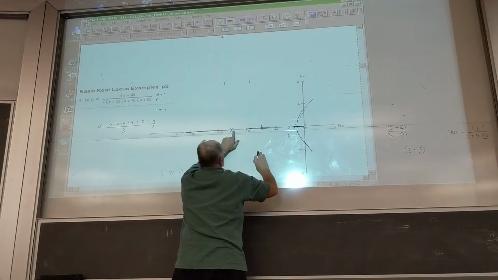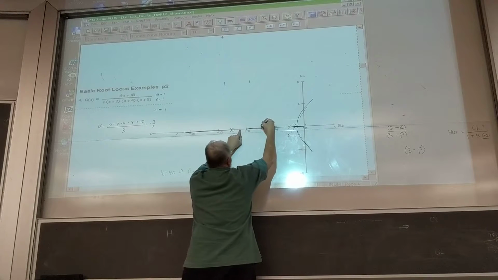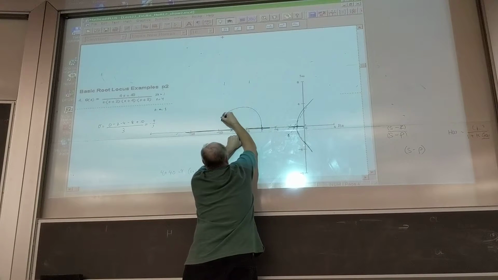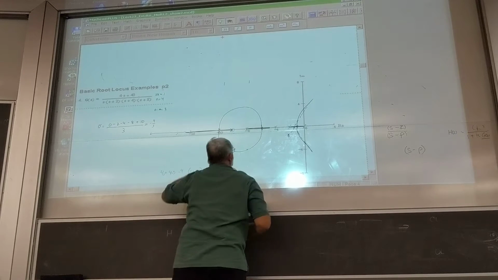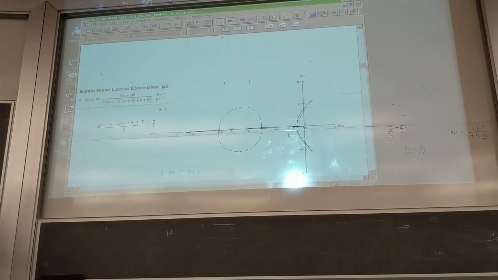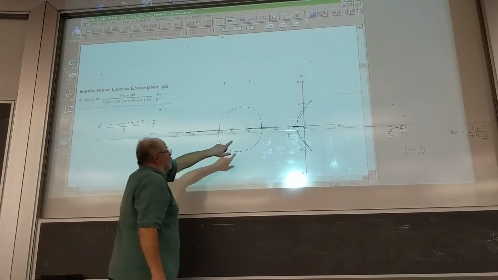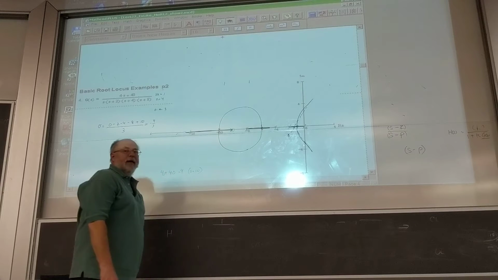My best guess is this is about the center. The center of these two is about the center of the circle. And my guess is that it's a nice circular look. Now that is somewhat from experience, but that's my best guess, without finding the actual breakaway point and the actual break-in point. That would be my guess.